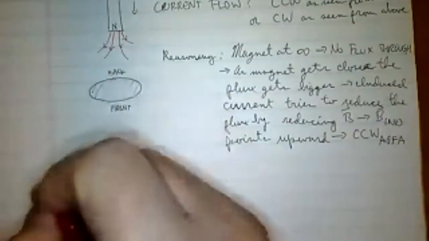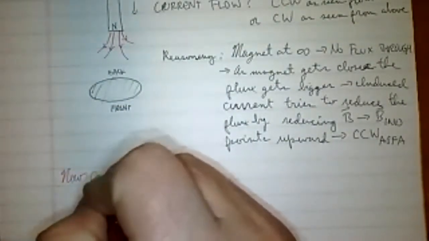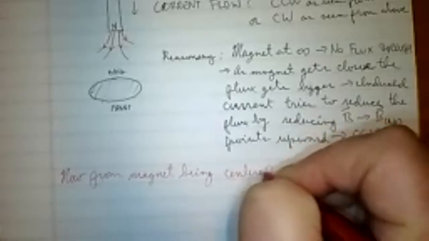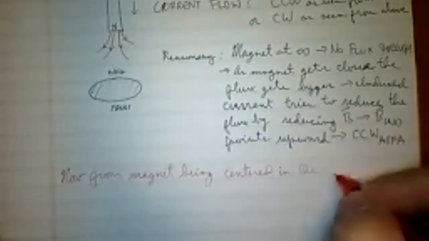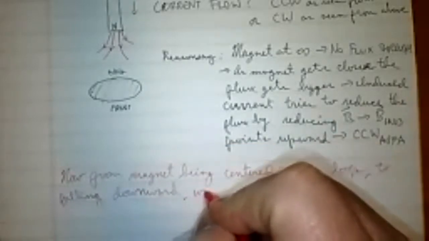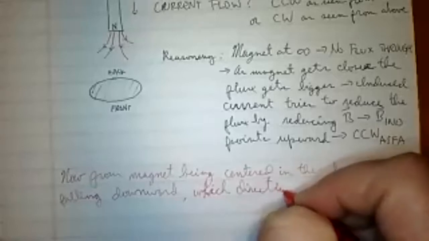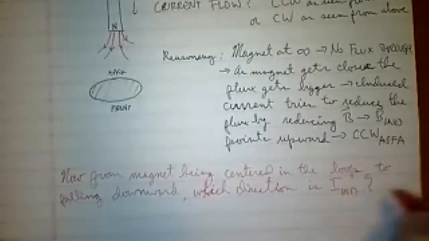So now, from the magnet being centered in the loop to falling downward, which direction is I induced? Okay, so we're talking about the magnet being right here, dead center, and it starts to go out.